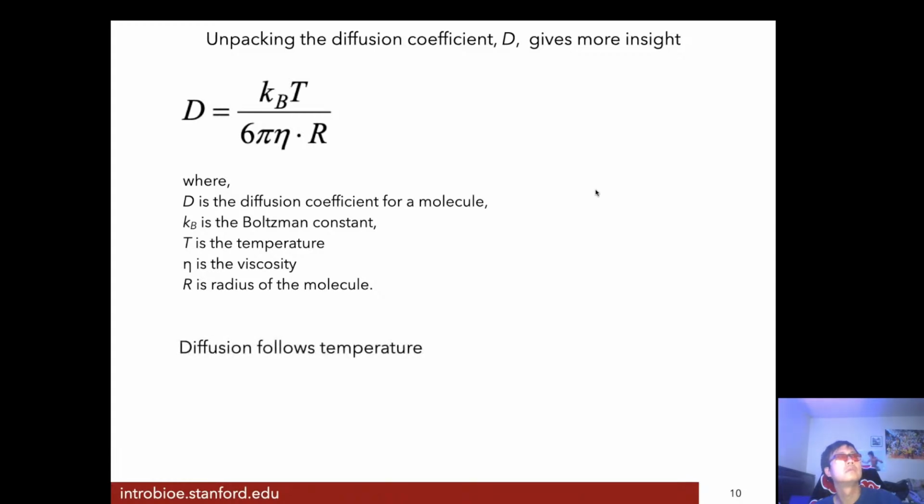And just to summarize, diffusion follows temperature, meaning if temperature goes up, diffusion goes up. Temperature goes down, diffusion goes down. If temperature goes all the way down, there's no diffusion, so you're not going to have a living system.